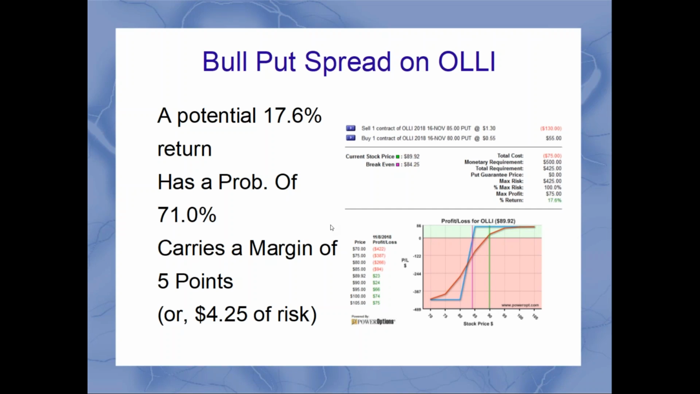It has a probability of 71% of remaining above 85 at November expiration, where both puts would expire worthless, and you'd keep the net credit. But it carries a margin requirement of 5 points, or $425, which is the true risk just on the bull put credit spread. You've got to put up the 5 points in this situation to cover the drop between 85 and 80 if the stock did fall suddenly.